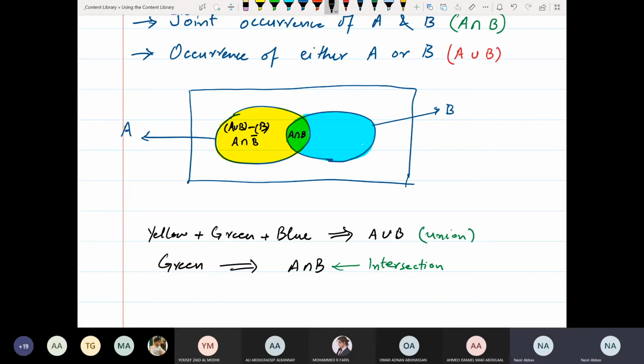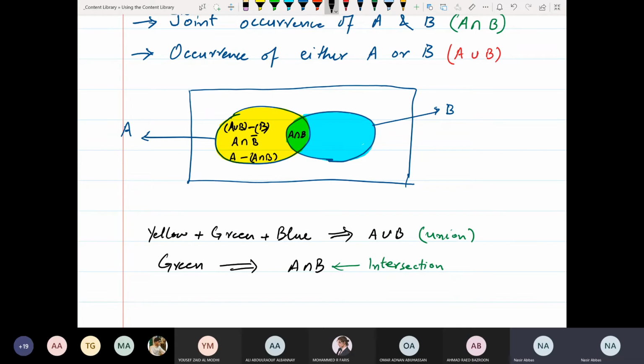Ahmad. A minus A intersect with B. This is the simplest one. You can see the whole circle is A. If you subtract the green part, that's actually A minus A intersection B. So all these three things are same. This only yellow pie can be written as A intersection B complement. It can also be written as A minus A intersection B. It can also be written as A union B minus B.